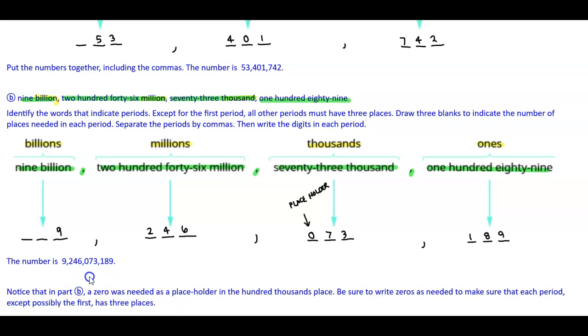And remember, this is written as 9,246,073,189. Now again, notice that in part B, the zero here was needed as a placeholder in the hundred thousands place. So be sure to write zeros as needed to make sure that each period, except possibly the first, as we noted, has three places.